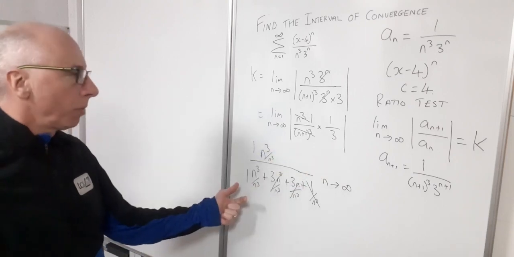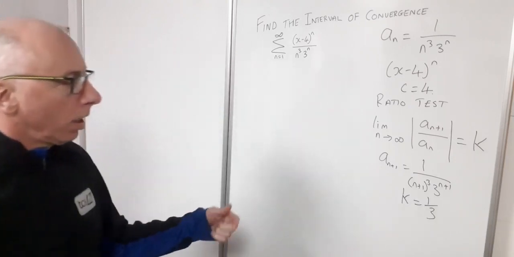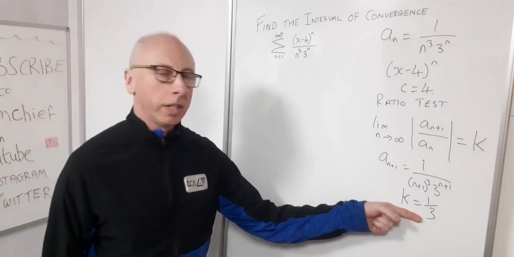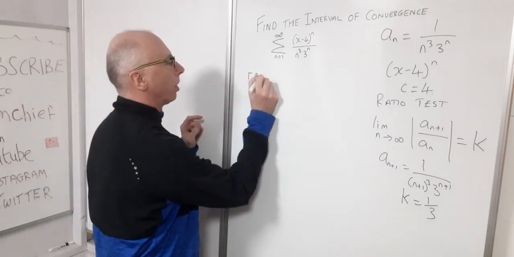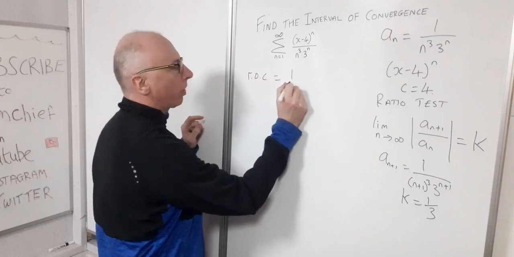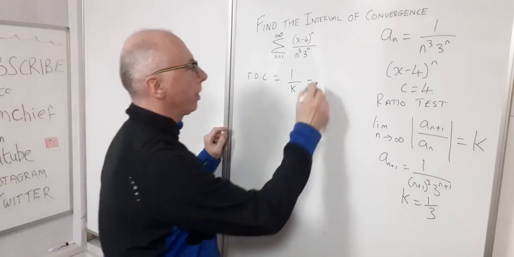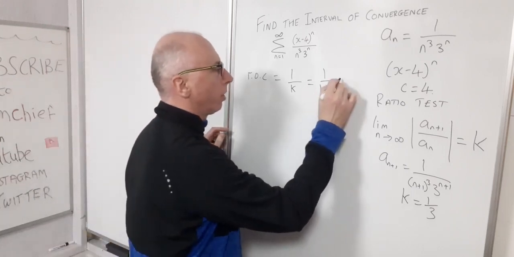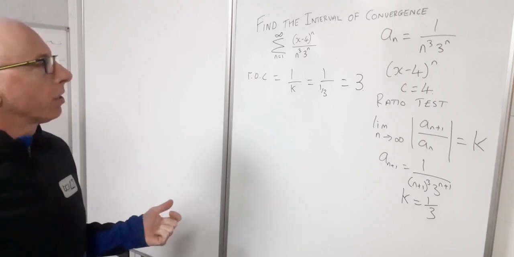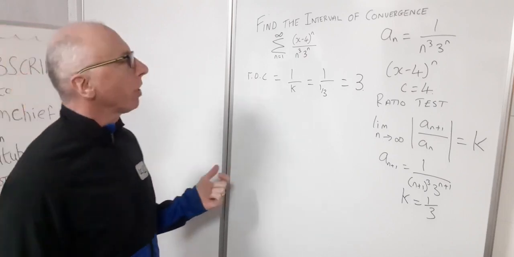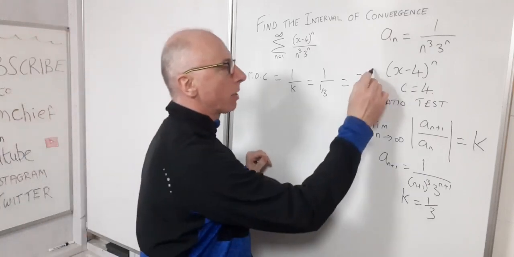So let's take this off the board and write in my value for k. So k equals 1/3. So my radius of convergence will be 1 over k, which gives me 1 over 1/3, which equals 3. So that's my radius of convergence. Now what I want to do is try to find my interval of convergence, and that's where these bits come in.